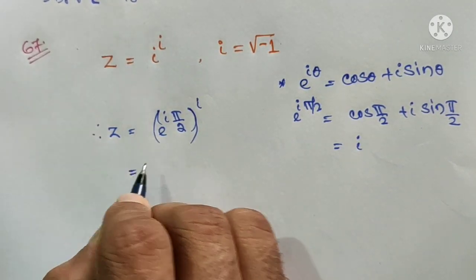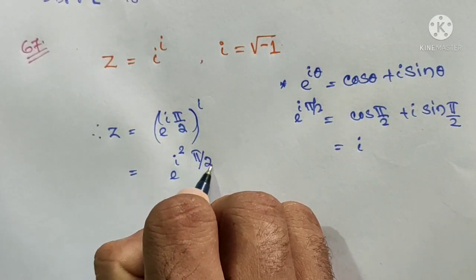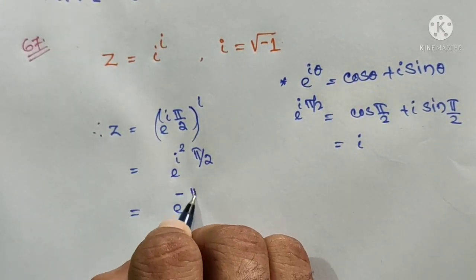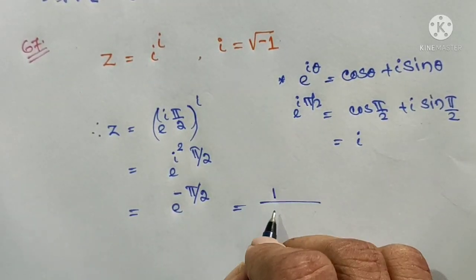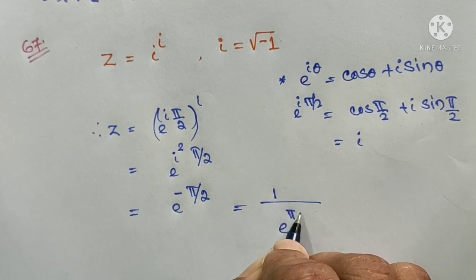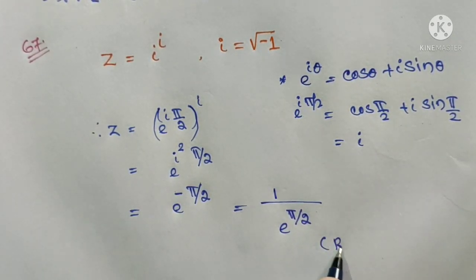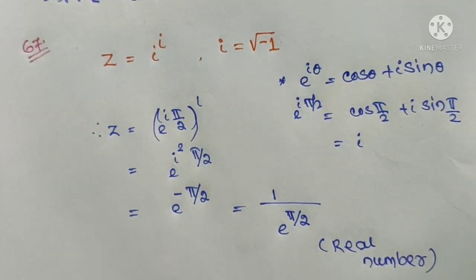Now this can be written as exponential i square pi by 2, or this is equal to exponential minus pi by 2. So it is equal to 1 by exponential pi by 2. So it is purely a real number. So your correct option is option B.